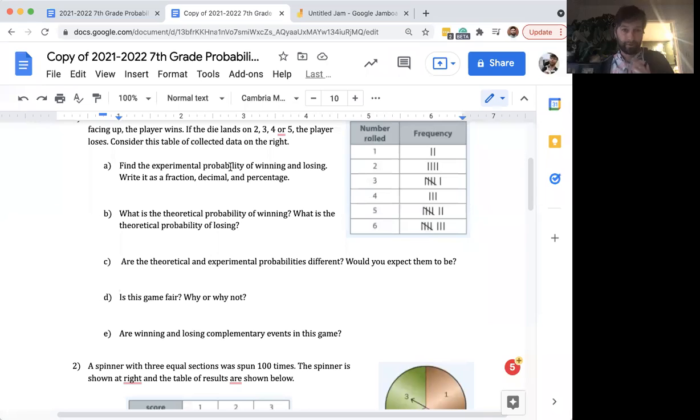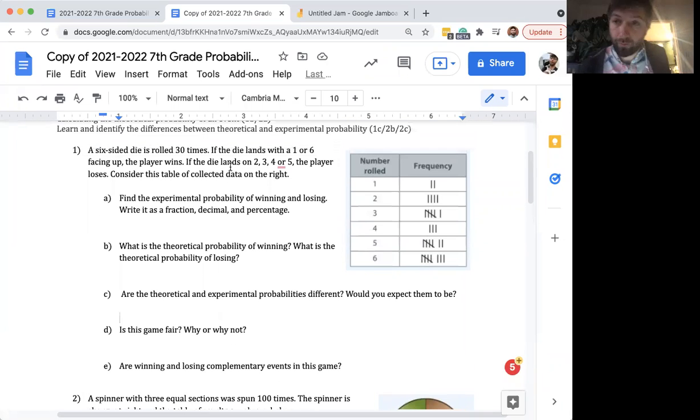Okay, seventh graders, I am going to go through our study guide. We're gonna start on question 1, which says a six-sided die is rolled 30 times. If the die lands with a 1 or 6 facing up, the player wins. If the die lands on a 2, 3, 4, or 5, the player loses.